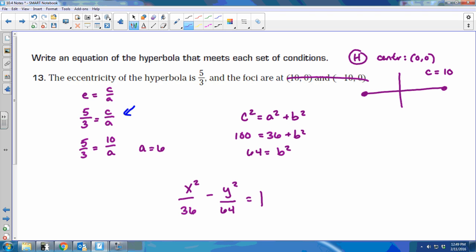No, it just happened to be like that. You always can cross multiply and solve. So 5a equals 30, so a equals 6. Questions?